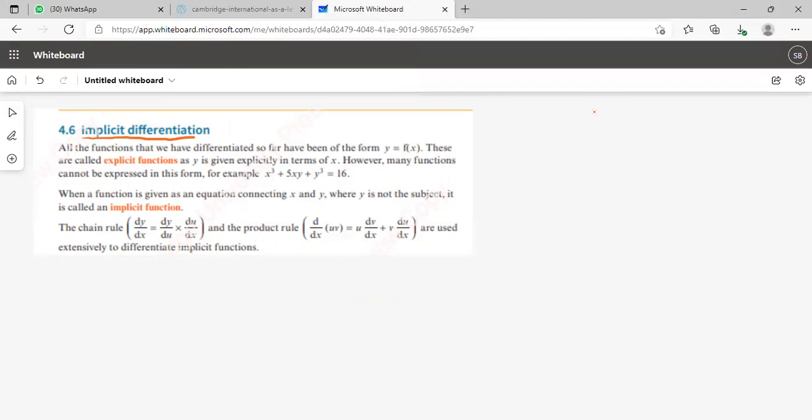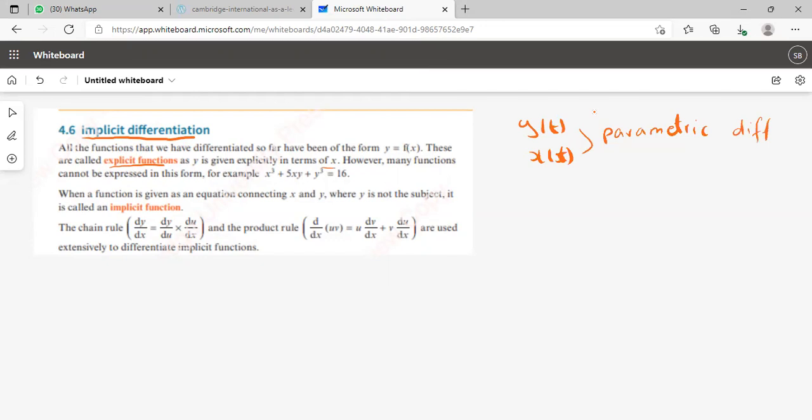form y equals f of x. We have also discussed these types of functions. Remember? Parametric ones, okay? These are called explicit functions, as y is given explicitly in terms of x. However, many functions cannot be expressed in this form. For example, x cubed plus 5xy plus y cubed equals 16.